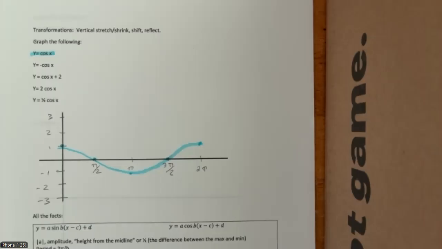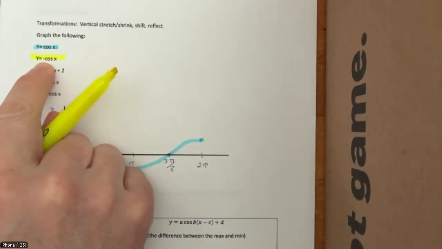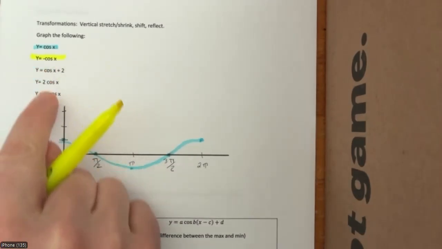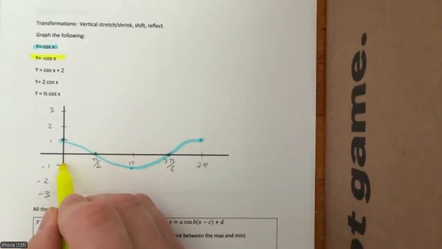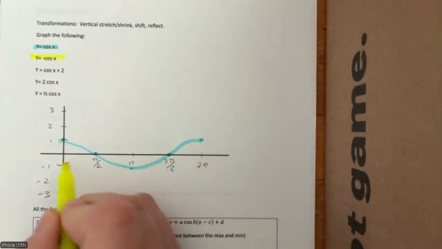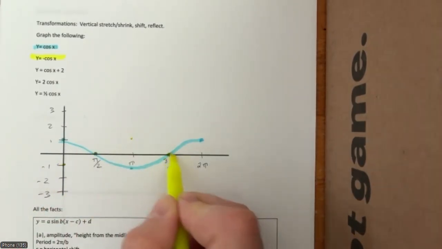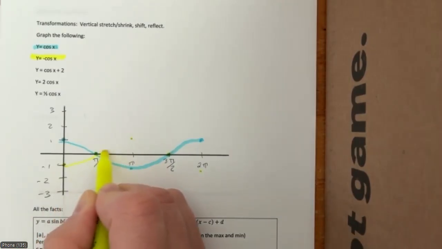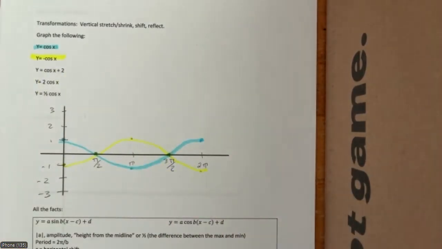Now we're going to graph a reflection. This is a vertical reflection. Anything done in y, outside on the whole thing, is vertical. So it's going to reflect across the x-axis, meaning down. Everything is going to be on the opposite side of the x-axis. So I'm going to start below and hit the middle, and hit a peak, and hit the middle, and hit a valley. Hopefully, when you look at that, it looks like a vertical reflection.